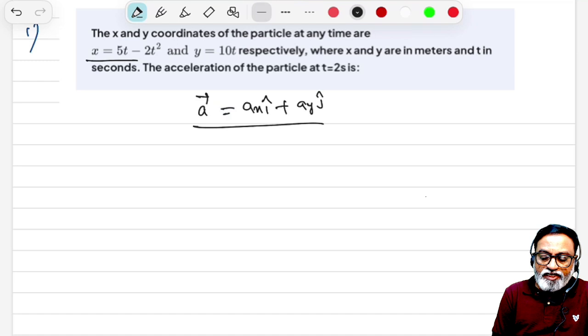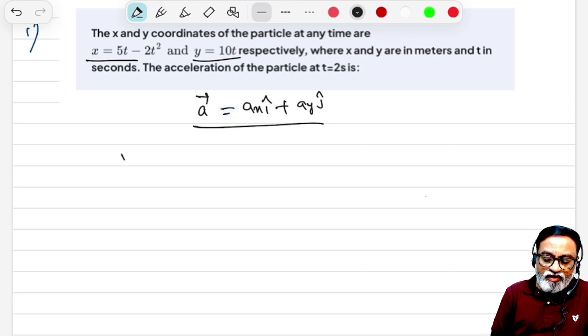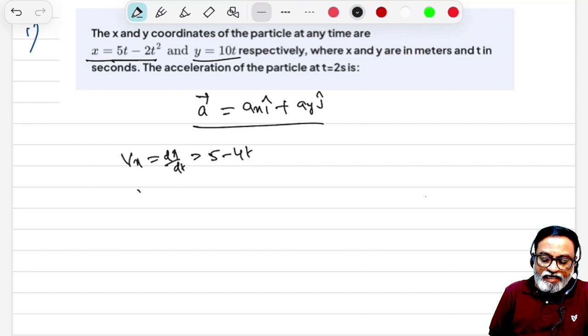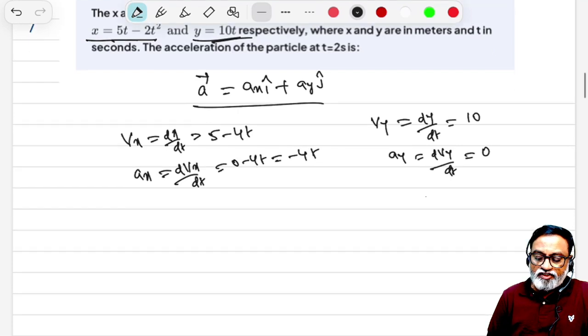But here only displacement is given. When you differentiate the first time, we can get velocity. Again differentiating, velocity gives acceleration. See here, vx is equal to dx by dt. If you differentiate this one, 5 minus 4t. Again differentiation, acceleration, that is dvx by dt, 0 minus 4, that is minus 4. Like that. vy is equal to dy by dt. Here y is equal to 10t, therefore this becomes 10. And ay is equal to dvy by dt. Here 10 is constant, so 0.